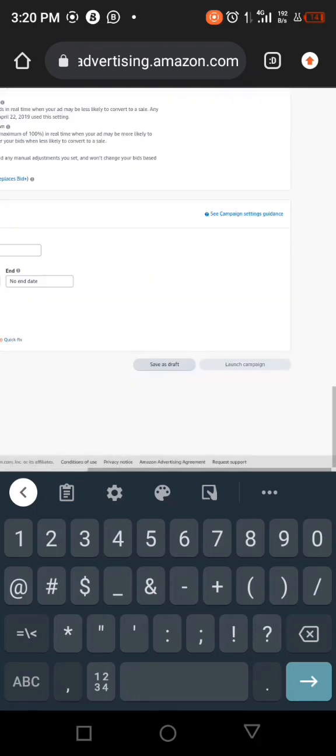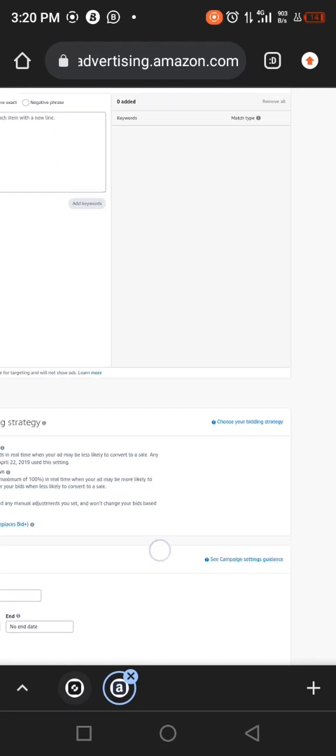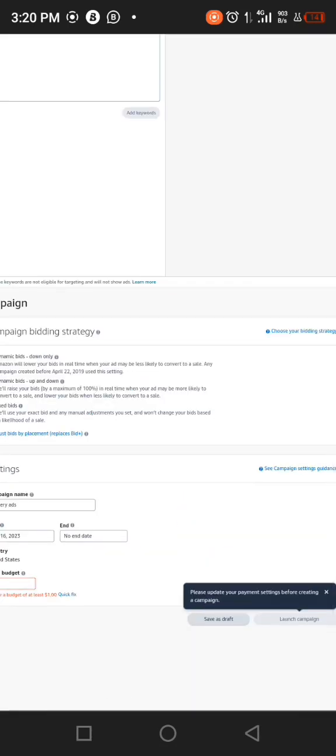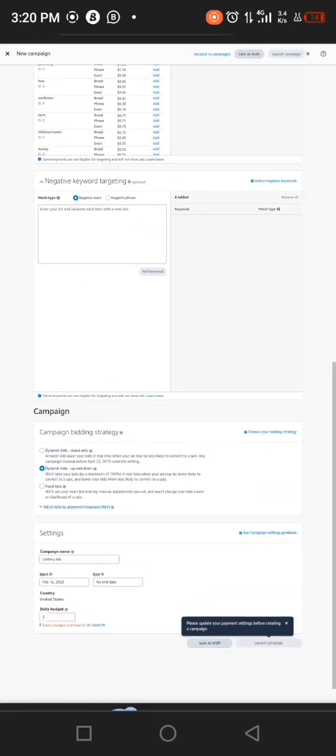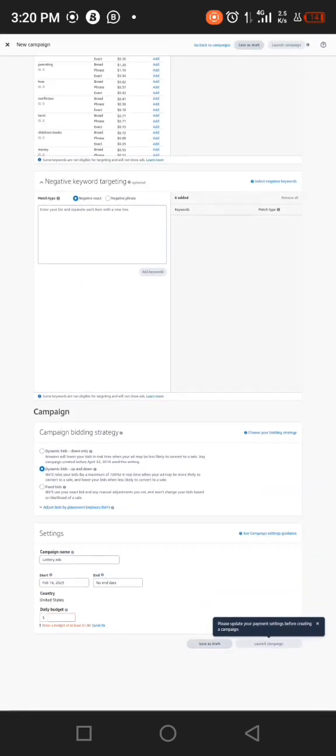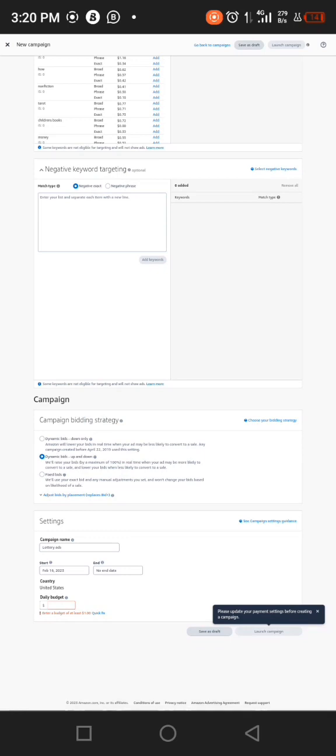And yeah, zooming back on this, once you're done filling this, click on launch campaign and your campaign will be saved. If you are not very sure, yes, please update your payment settings. The owner of this account has not uploaded his payment settings, and that's why this is showing. But I just had to use this to show you what Amazon ads look like for beginners, and you could save this as a draft. Go over to Amazon payment, set up your payments, come back to this point and launch your campaign.